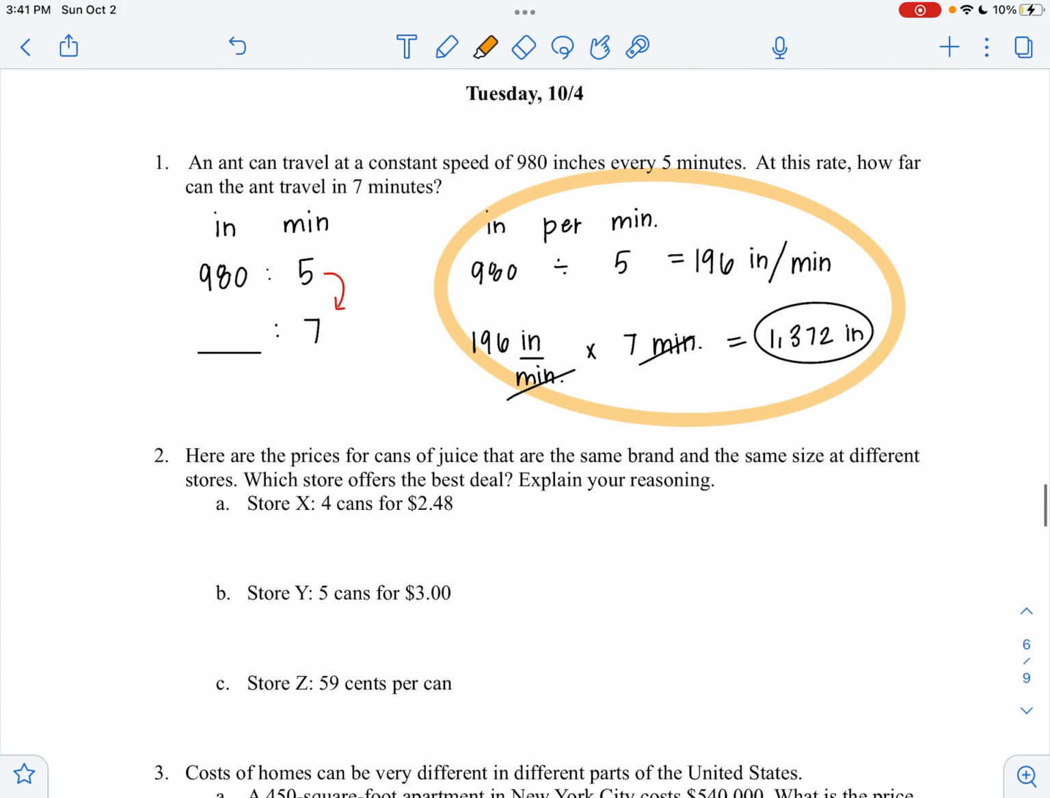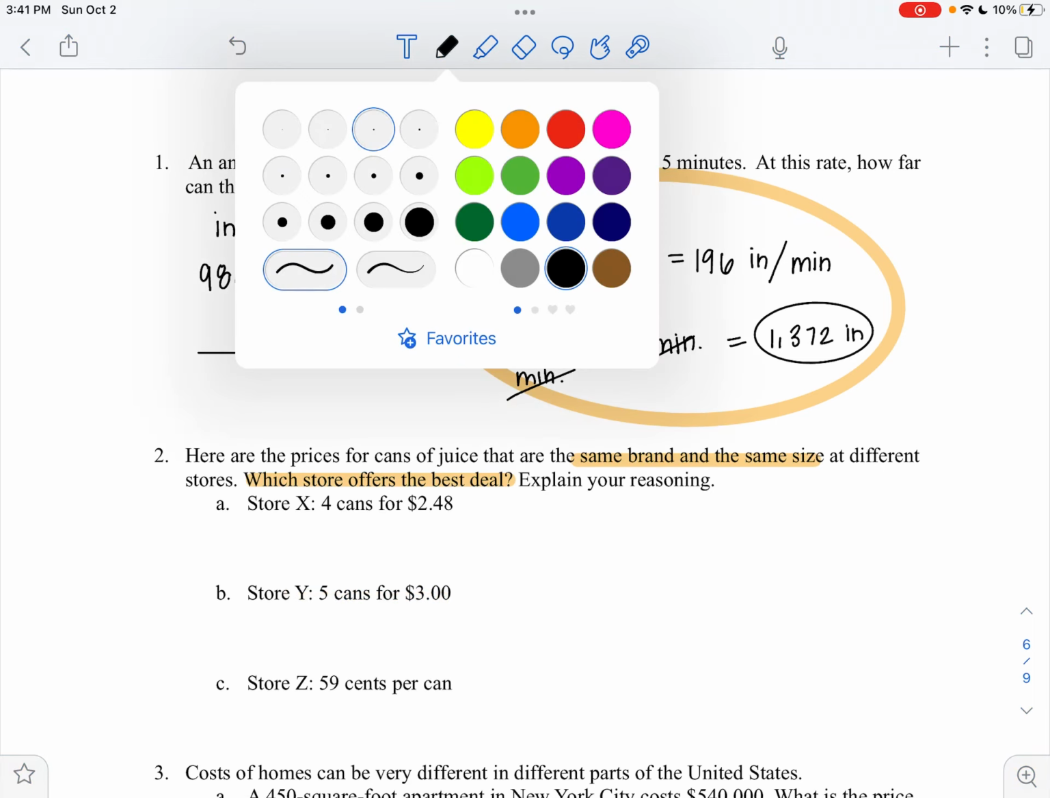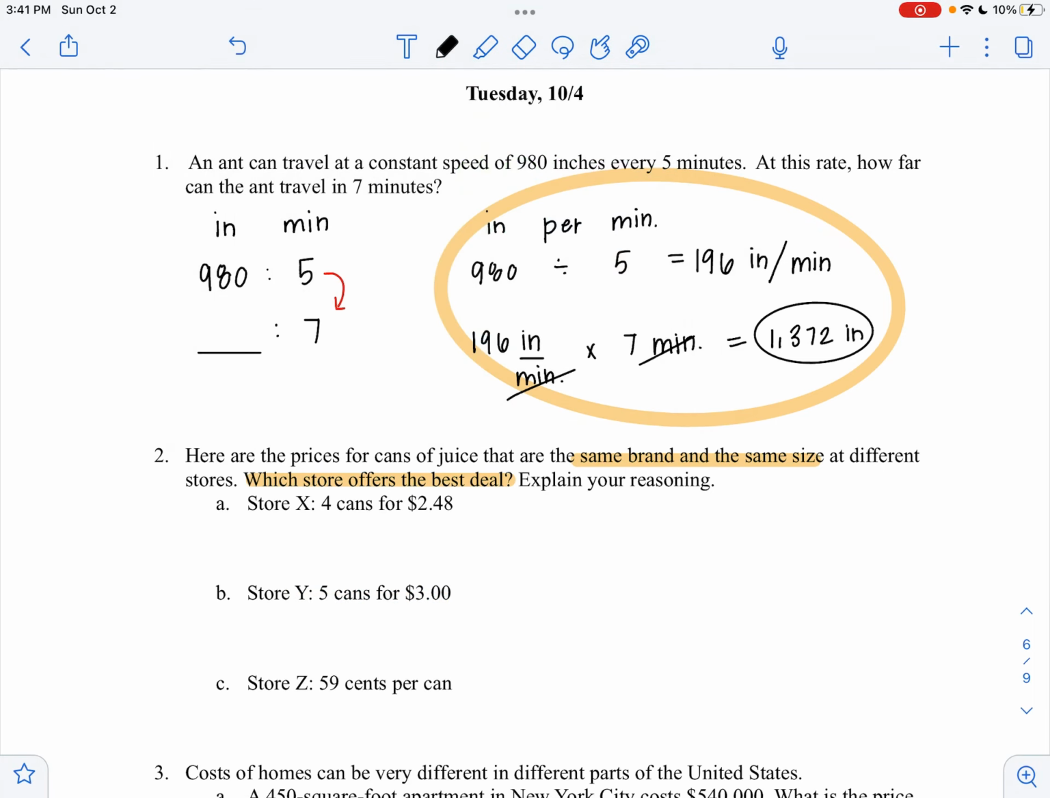Question 2. Here are the prices for cans of juice that are the same brand and the same size at different stores. Which store offers the best deal? Explain your reasoning. Notice that all of the prices given are for different amounts of cans. So while store Y is the most expensive, we're also getting the most. And so one way that we can compare is by calculating the unit price. And remember that unit price is simply defined as the price per one.